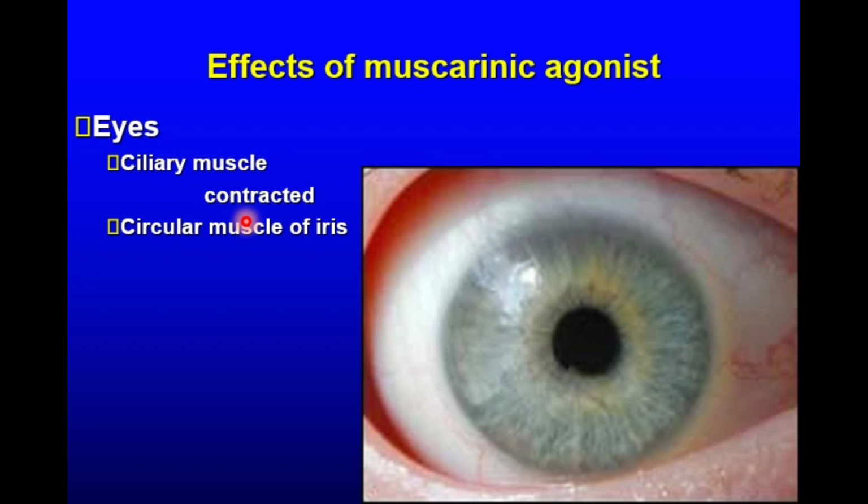The iris contains two layers of smooth muscle, circular and radial smooth muscle. The circular muscle receives only parasympathetic innervation, and acetylcholine causes contraction of the circular muscle fibers. The pupil thus constricts. It causes miosis. Agonists at muscarinic receptors also stimulate lacrimal gland secretion.